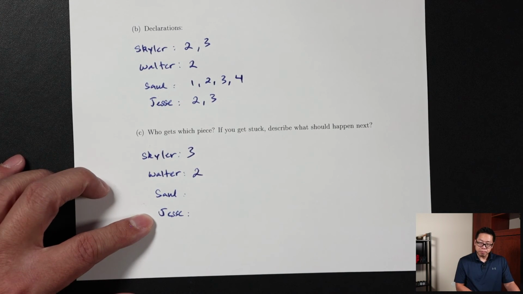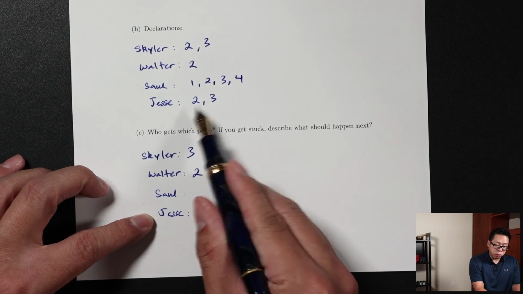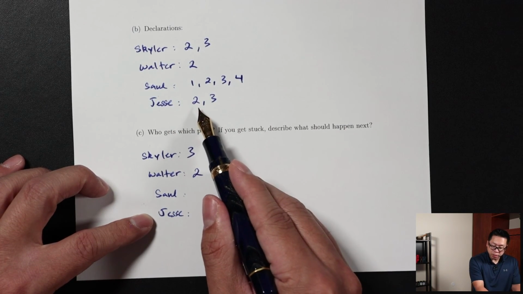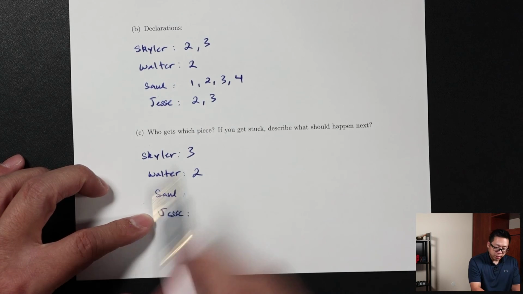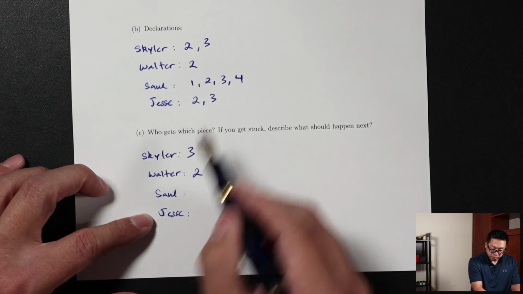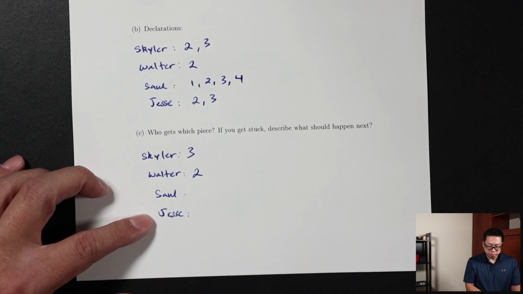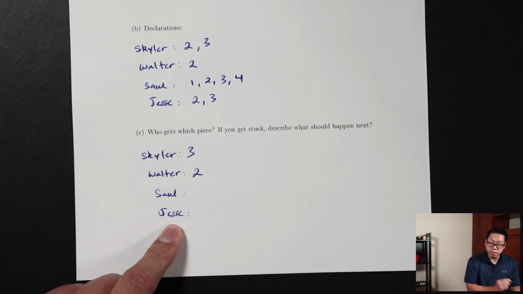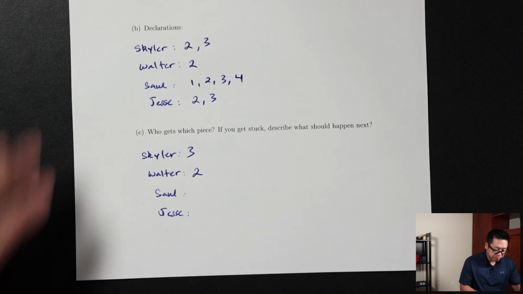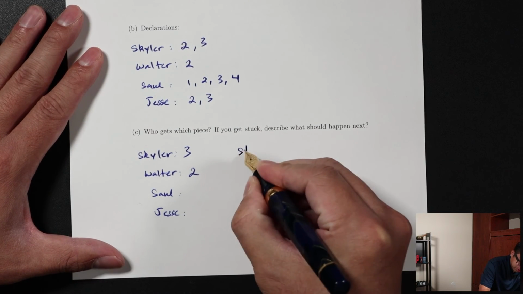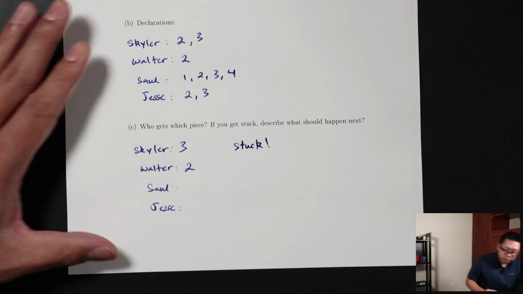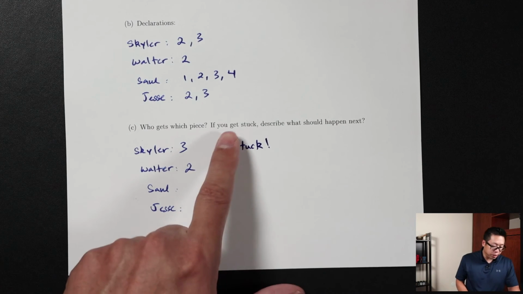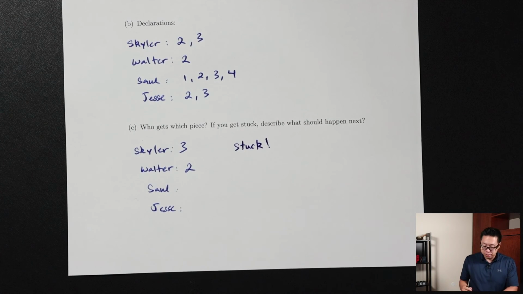Jesse. What happens with Jesse? Jesse only wants 2 or 3. We can't give Jesse 2 because 2 we gave to Walter. We can't give Jesse 3 because 3 we gave to Skylar already. So we're stuck. We can't give Jesse anything from his list. Okay, so what happens when you're stuck? So if you get stuck, describe what happens next.